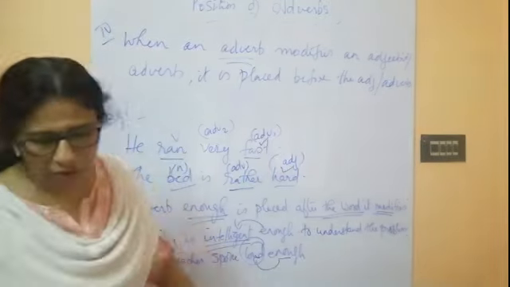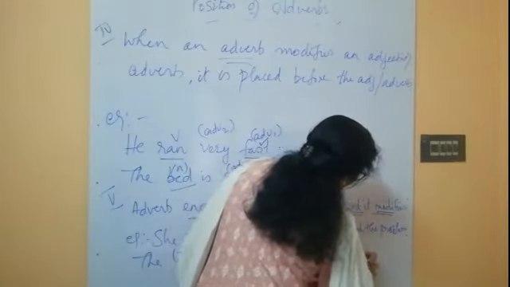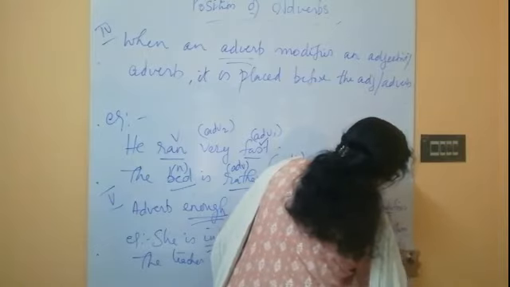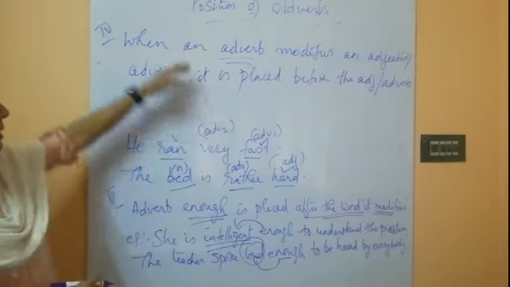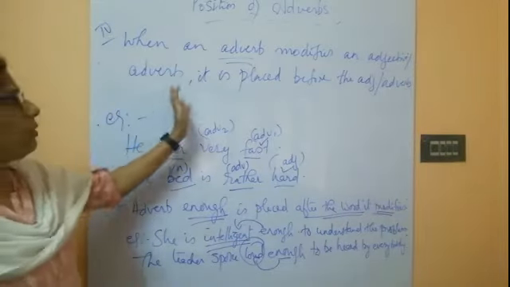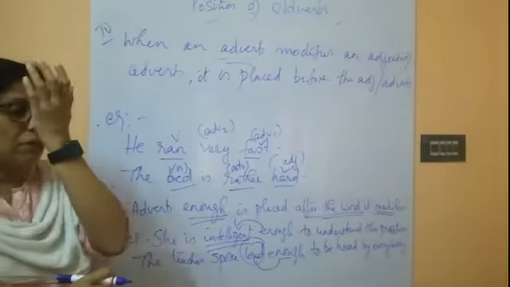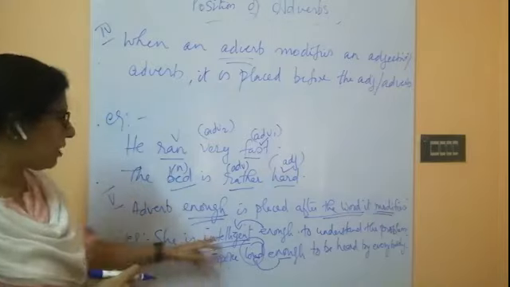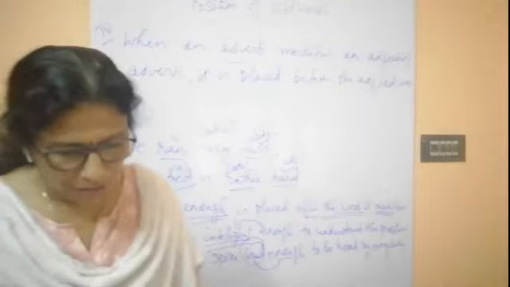The teacher spoke loud enough to be heard by everybody. Understood? Okay, so this is the fifth rule. When an adverb modifies an adjective or an adverb, it will be placed before the adjective or adverb. But the adverb enough will always be placed after the word it modifies. She is intelligent enough. She is loud enough. Okay, so that is the fifth rule.